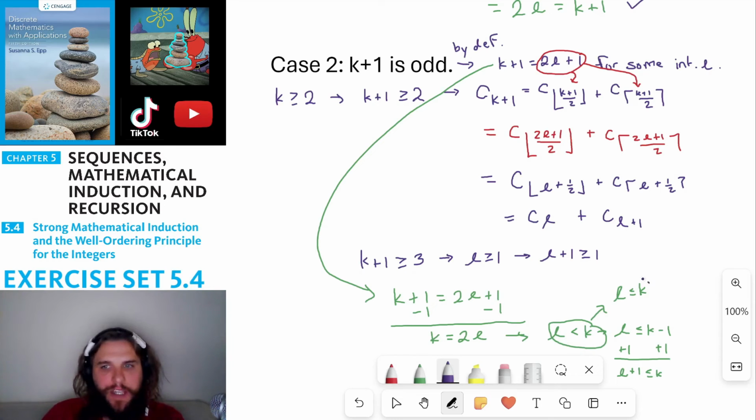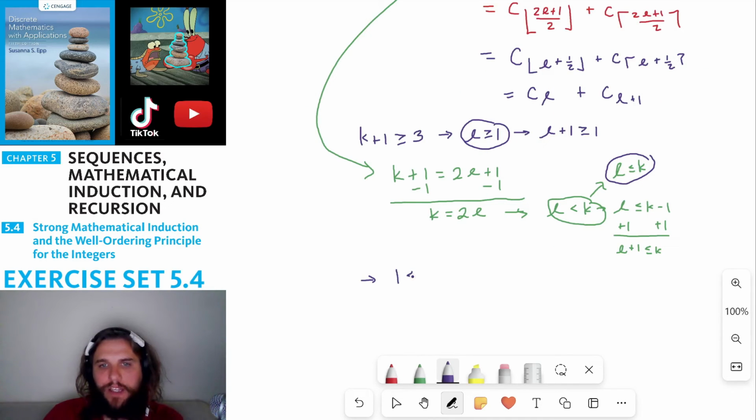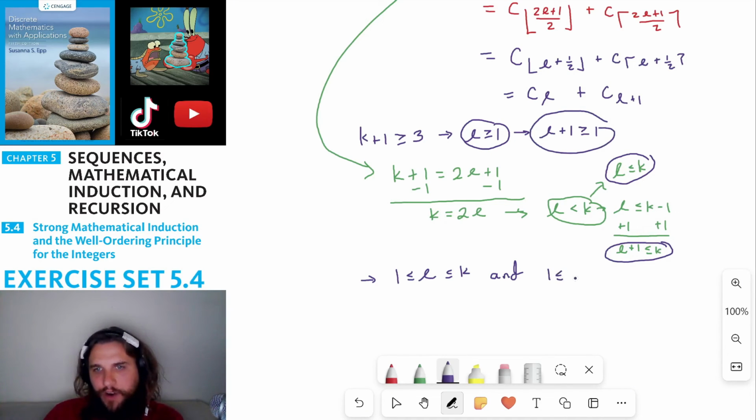And now we have all the pieces to the puzzle. We've shown that L is less than or equal to K and L is greater than or equal to 1. So that means that 1 is less than or equal to L, which is less than or equal to K. And we've shown that L plus 1 is less than or equal to K, and L plus 1 is greater than or equal to 1. So that means 1 is less than or equal to L plus 1, which is less than or equal to K. This is all extremely important. This inequality has to be satisfied specifically like this in order for us to properly apply the inductive hypothesis.